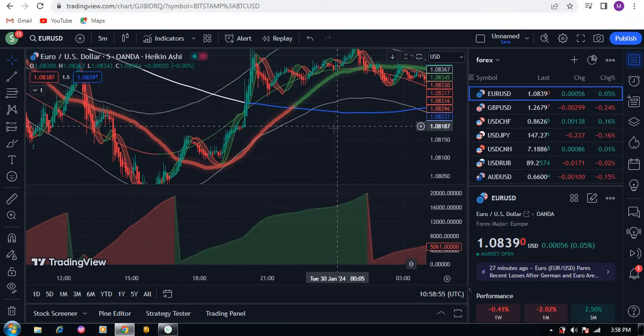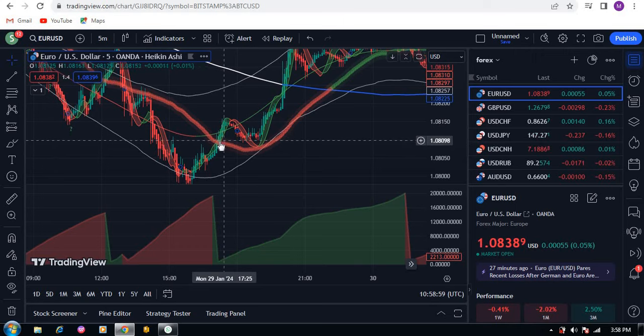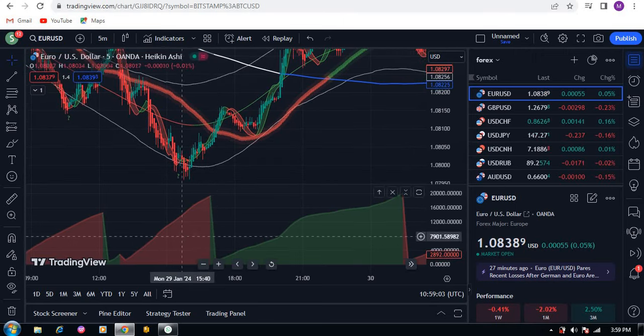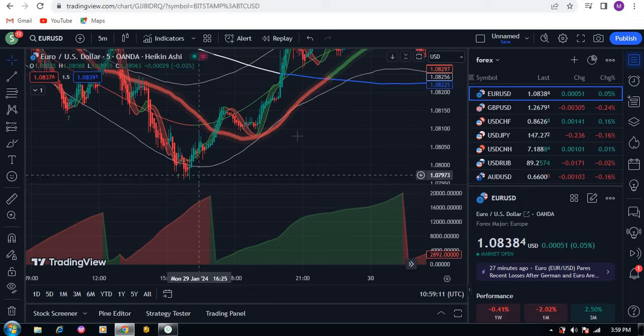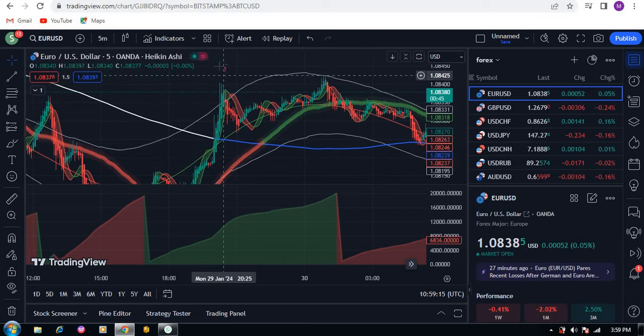Now wait for the buy signal. Here you got the buy signal, and the most important thing, when you got the signal, when this area changed from red to green, then you need to place your stop loss here and book the profit until you got the signal. You got the signal, you need to book your profit.